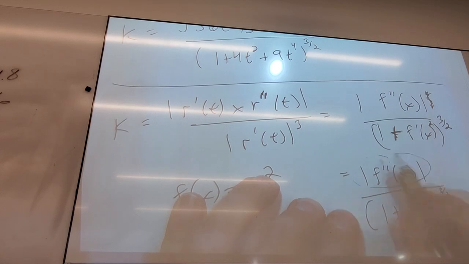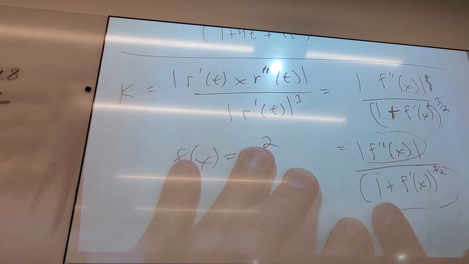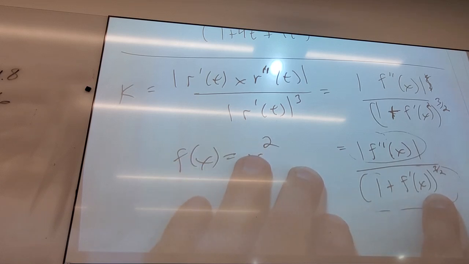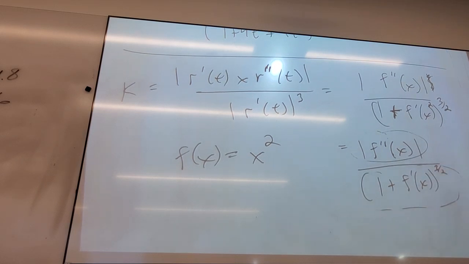This is the concavity divided by the length of the arc that this is tracing, cubed. So in this case, the bars are absolute value, not magnitude. Exactly. Cool. Because you can't have negative curvature. It's kind of interesting.